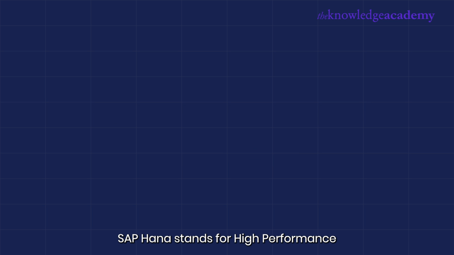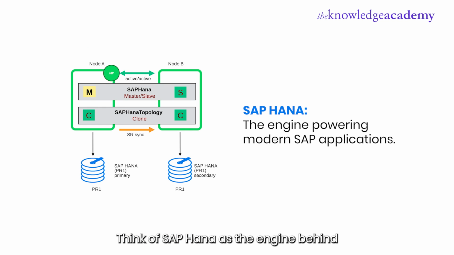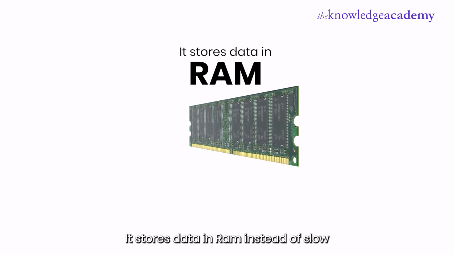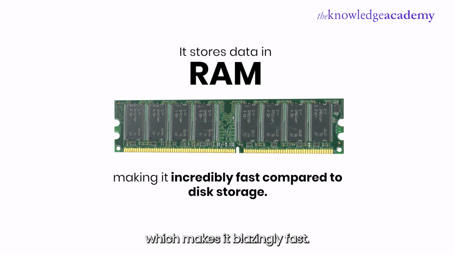SAP HANA stands for High Performance Analytic Appliance. It's an in-memory database and computing platform designed by SAP to process large amounts of real-time data, faster than traditional systems. Think of SAP HANA as the engine behind modern SAP applications. It stores data in RAM instead of slow disk storage, which makes it blazingly fast.